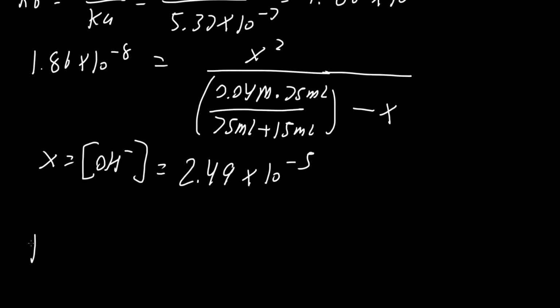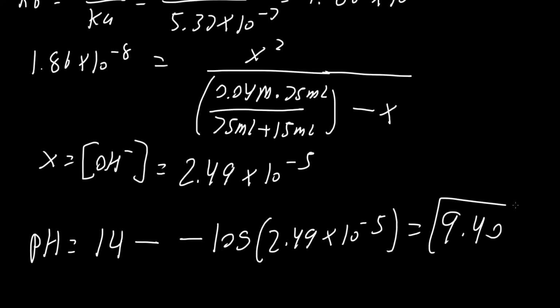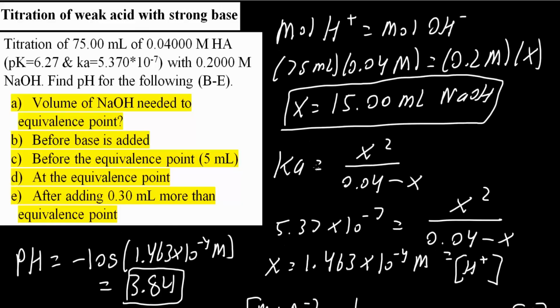Now we will solve for pH. So pH is equal to 14 minus log of our OH minus, which was 2.49 times 10 raised to -5. This will equal 9.40. And finally, we will do the last one. So after adding 0.3 milliliters more than the equivalence point, meaning we have 15.3 mils. After the equivalence point, it's fairly easy. So we have V is equal to 15.3 mils, 0.3 milliliters more than the equivalence point.